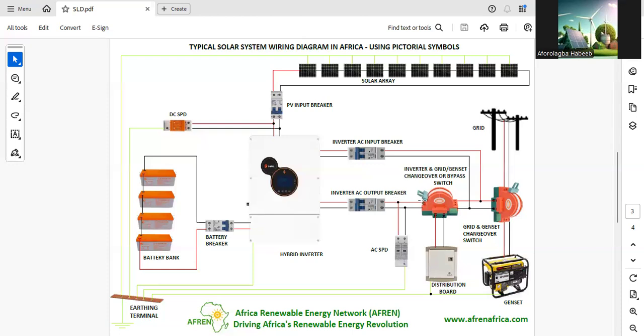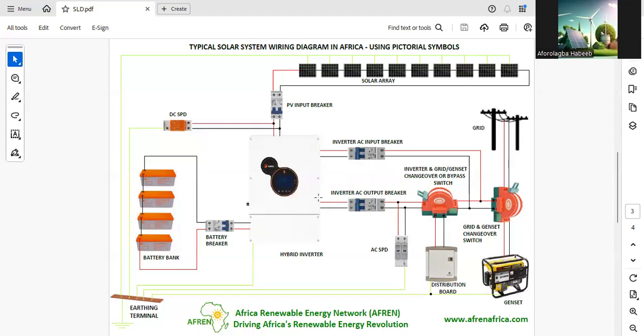From here, we go to the AC output breaker. The reason why we have this is that in case the grid or the genset is available, but the inverter is not available, I can easily switch this to the grid or genset. Sometimes the inverter might be faulty, and since it's faulty, we need to take an alternative. The alternative that we can use will be the grid or genset. So you have to switch it back to the grid or genset. That is one of the reasons why I have this here.